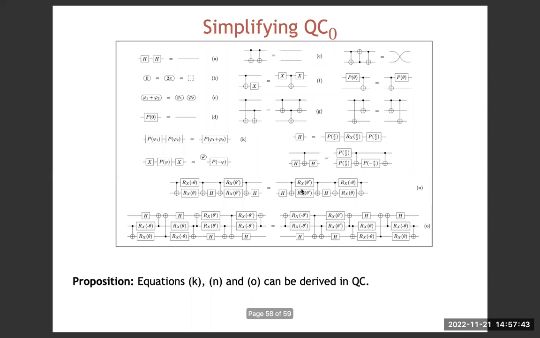How far do you get in the opposite direction, of taking any linear optical circuit and taking those generators and writing them as circuits?